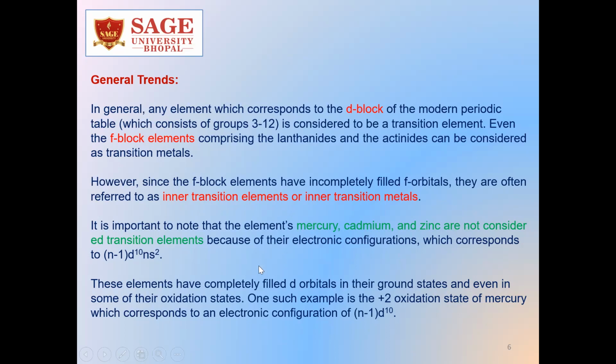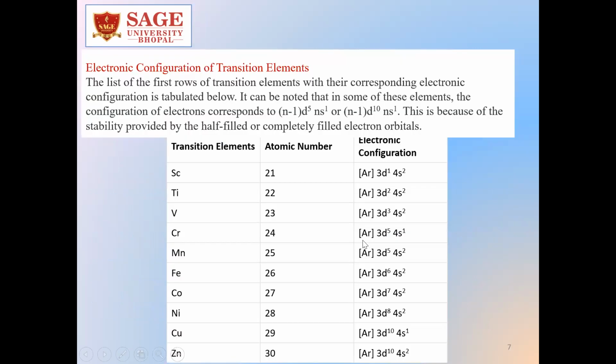One more important thing to note is that zinc, cadmium, mercury are not considered as transition elements because their electronic configuration shows they have filled d orbitals, that is (n-1)d10 ns2. These elements have completely filled d orbitals in their ground states and even in some of their oxidation states. Like the +2 oxidation state of mercury, which corresponds to (n-1)d10.